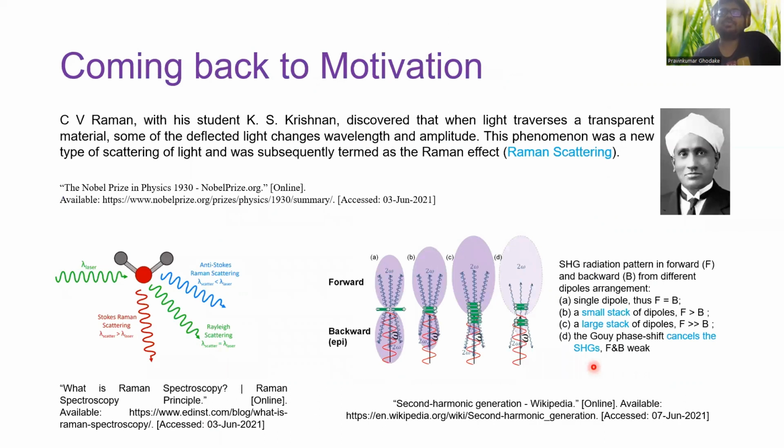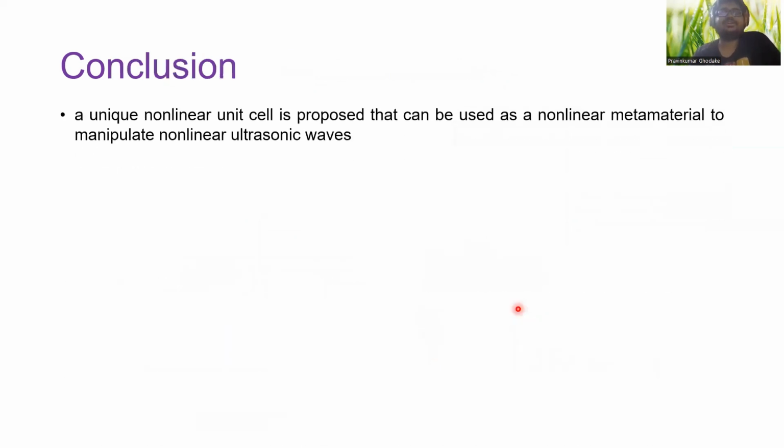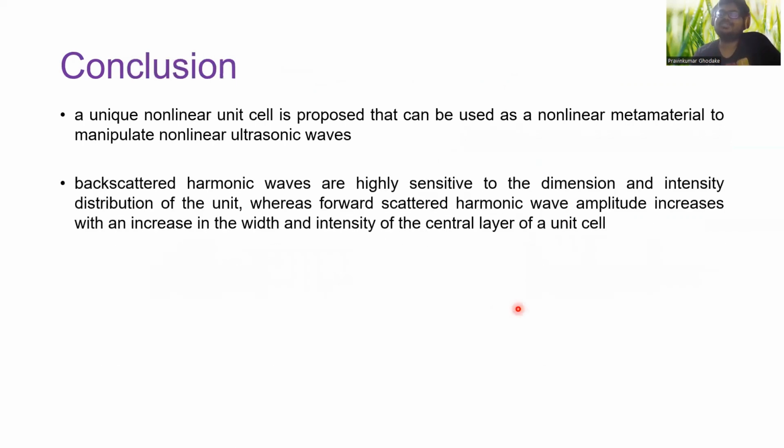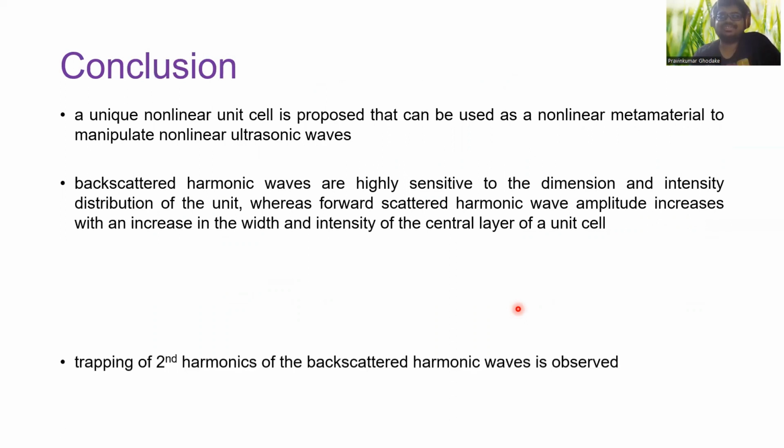So coming back to our motivation: did we validate all different types of results? Yes, we saw these different types of results and exactly similar responses in the nonlinear ultrasonic domain also. So in conclusion, a unique nonlinear unit cell is proposed. Backscatter harmonic waves are highly sensitive to dimension as well as intensity, whereas forward scatter waves are directly proportional to the dimension as well as intensity.